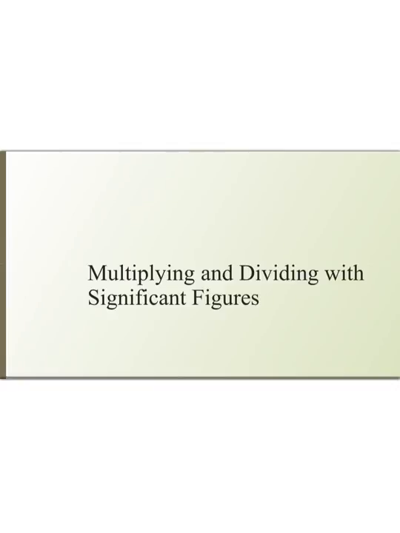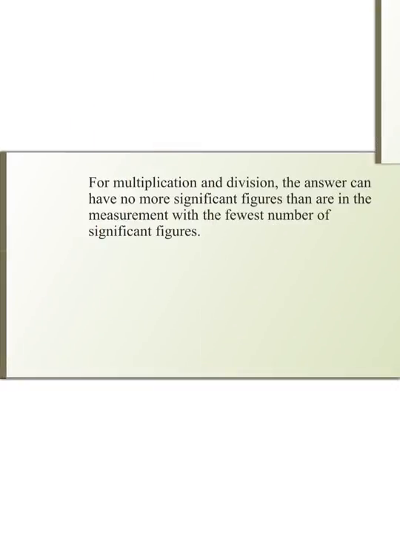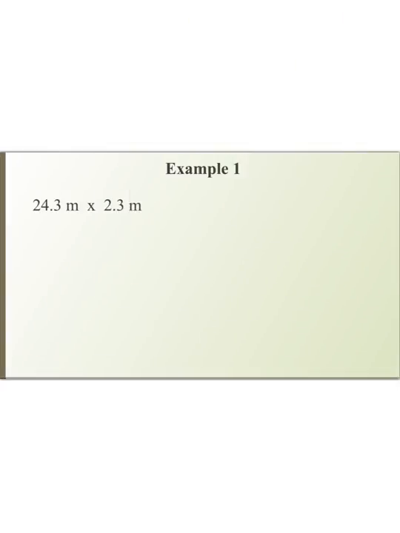So the rule when multiplying and dividing significant figures: the answer can have no more significant figures than are in the measurement with the fewest number of significant figures. So before you do the calculation, you want to count how many significant figures you have in each measurement. So let's do a couple examples.